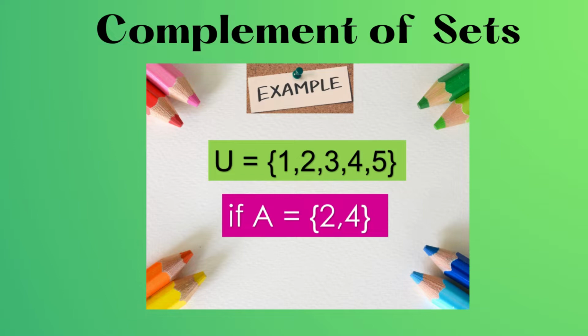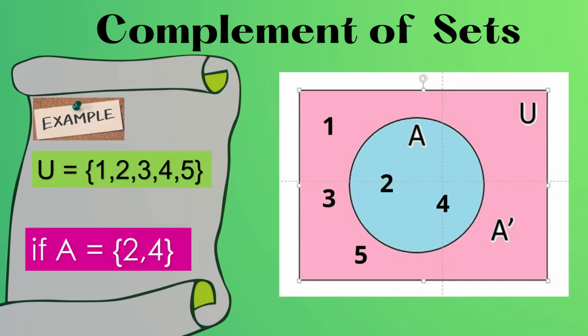Let us discuss the given example using a Venn diagram. The given universal set has elements 1, 2, 3, 4, and 5, and the elements of set A are 2 and 4 only. What do you think will be the complement of set A? To know the answer, we illustrate this using a Venn diagram. Write first the elements of set A, then all the elements that do not belong to set A will be written outside set A, or outside the circle.